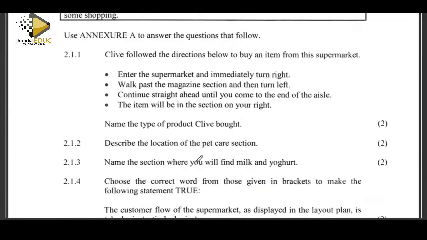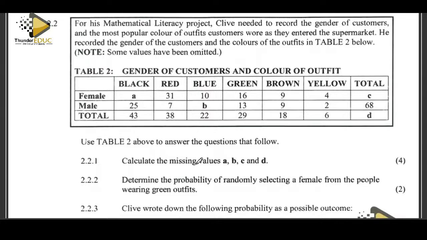Let's look at question number 2. For the mathematical literacy project, Clive needed to record the gender of customers and the most popular color of outfit customers wore as they entered the supermarket. He recorded the gender of the customer and the colors of their outfits. Okay, some values have been omitted. Calculate the missing value of A.